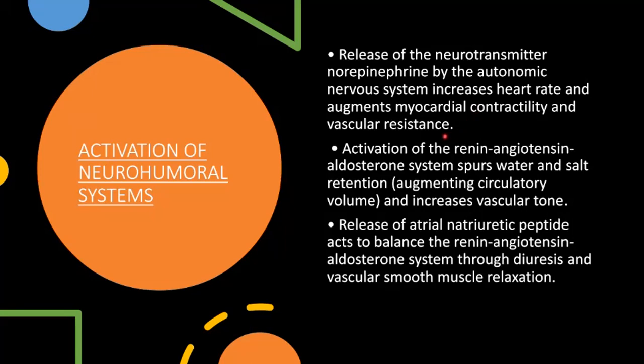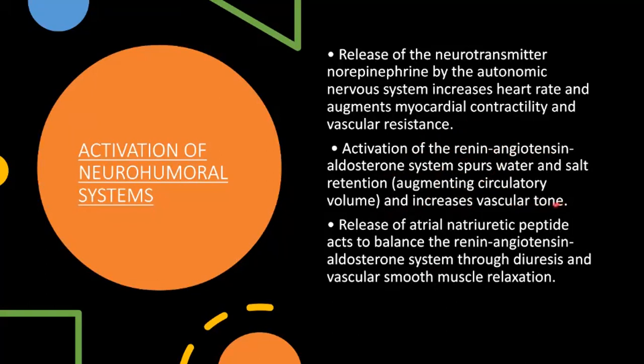Also, because of the heart failure, there will be low perfusion of the kidneys, renin will be released, and there will be activation of the renin-angiotensin-aldosterone system. And we know aldosterone will help in sodium and water retention, and this will increase the circulatory volume. Also, angiotensin will increase the vascular tone, increasing the peripheral vascular resistance.